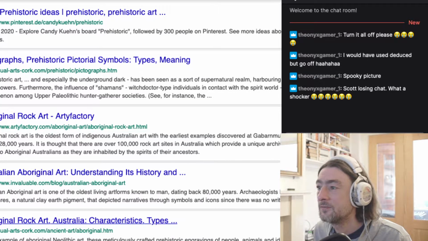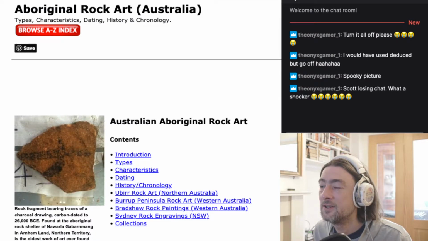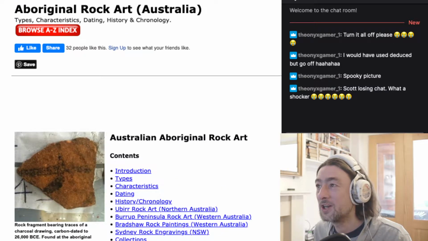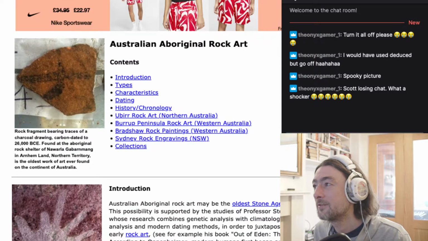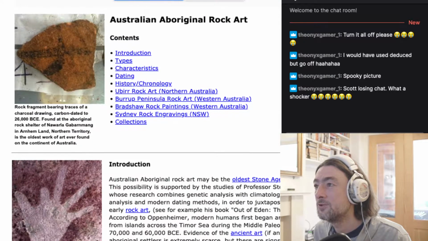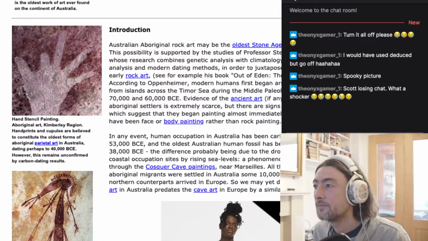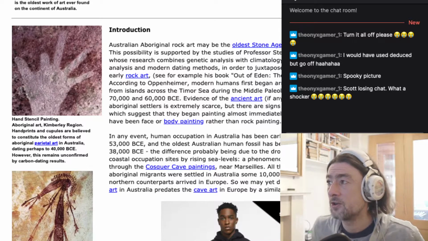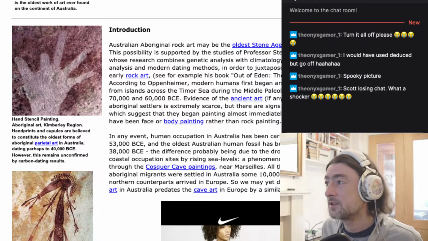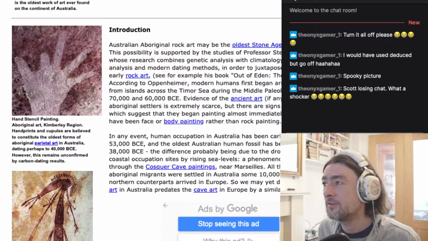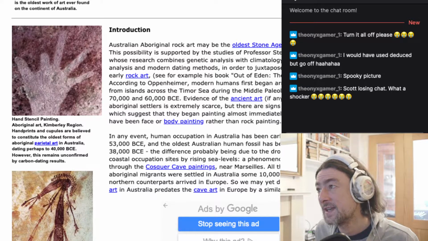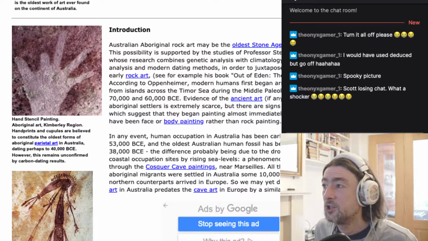I'm going to go to my favourite. This is my favourite website at the moment, visualartscork.com, apart from their repeated intrusion of adverts. Australian Aboriginal rock art may be the oldest Stone Age art on the planet. The possibility is supported by the studies of Professor Stephen Oppenheimer, whose research combines genetic analysis with climatology, archaeology, fossil analysis, and modern dating methods. In any event, human occupation in Australia has been carbon dated to at least 53,000 BC.